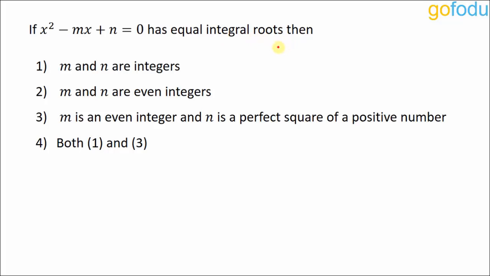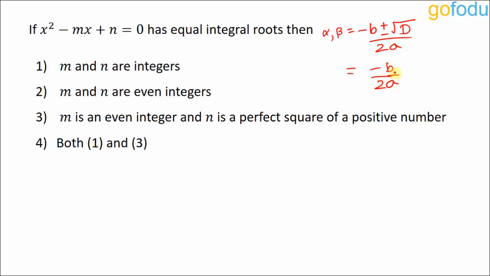Now we know that the roots of any quadratic equation, alpha and beta, are given by minus b plus minus root d upon 2a. And this plus minus root d is what differentiates between alpha and beta. For alpha we add root d and for beta we subtract root d. So if both alpha and beta have to be equal, this part has to be 0. That means discriminant has to be 0. And then both the roots will come out to be minus b upon 2a.